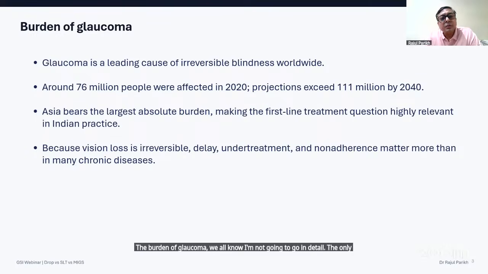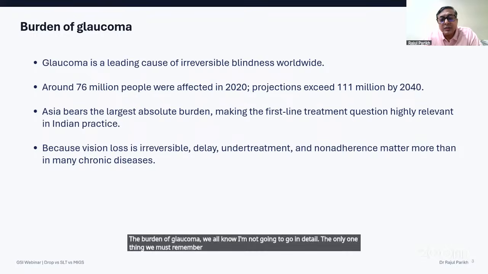The burden of glaucoma, we all know, I'm not going to go into detail. The only thing we must remember is that the vision loss is irreversible, and most of the time patients do not realize the vision loss in the early stage of the disease. So delay, undertreatment, and non-adherence are very important in all chronic diseases, but glaucoma is more important because of the irreversible blindness it causes.